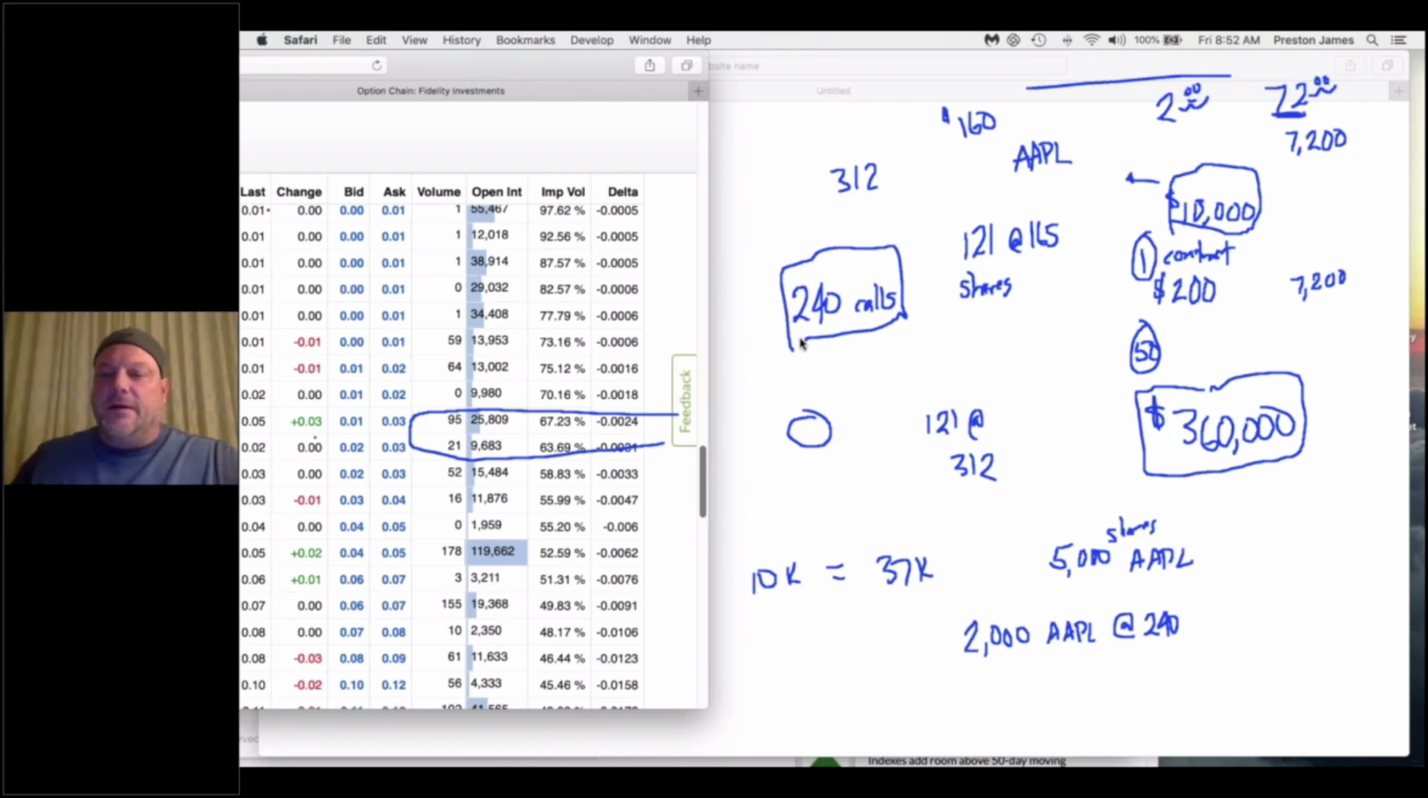And what happens here is we have Apple at 312. You have to have capital, right? You have to have the money to buy 2,000 shares of Apple at 240. But by doing a partial in a trade like this, you'll have the cash to do it. And by the way, could you buy Apple on margin at 240? Look at the cushion you have in Apple. You have all this cushion, because Apple's worth 312.